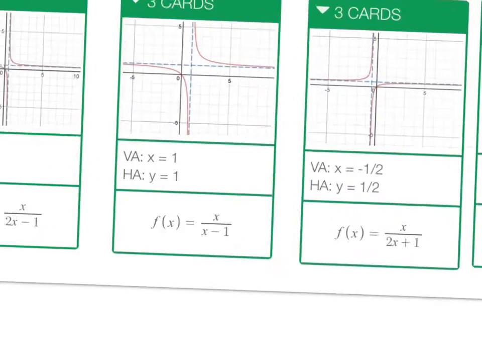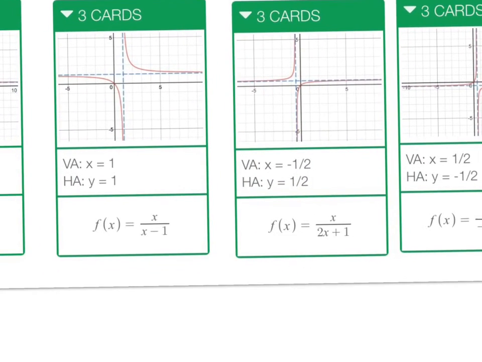Okay, moving on to the second one here. I'm going to make it big. You can see the second one. We can see that the vertical asymptote is x equals 1. So I'm just going to get a pointer here. So this is x equals 1. And the horizontal asymptote is y equals 1. So this is in fact true. But then how did that come from here?